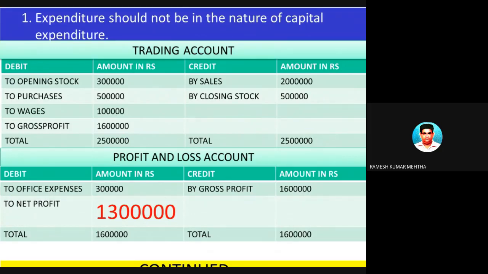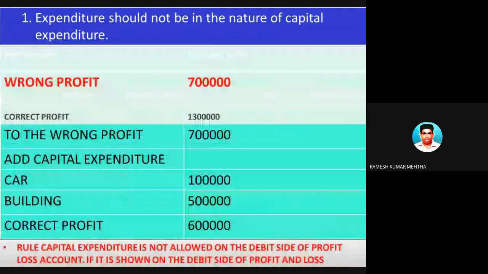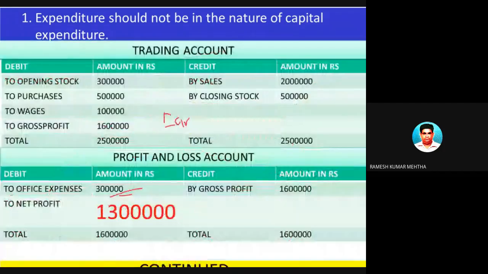So here, what I did, I removed those. This is the right trading and profit and loss account. I removed these two expenditures of car and the other one being building. I removed that, and I came to know that net profit is not 7 lakh rupees as shown earlier, but 13 lakh rupees. So it's not fair to calculate every time like this. It's a time consuming process.